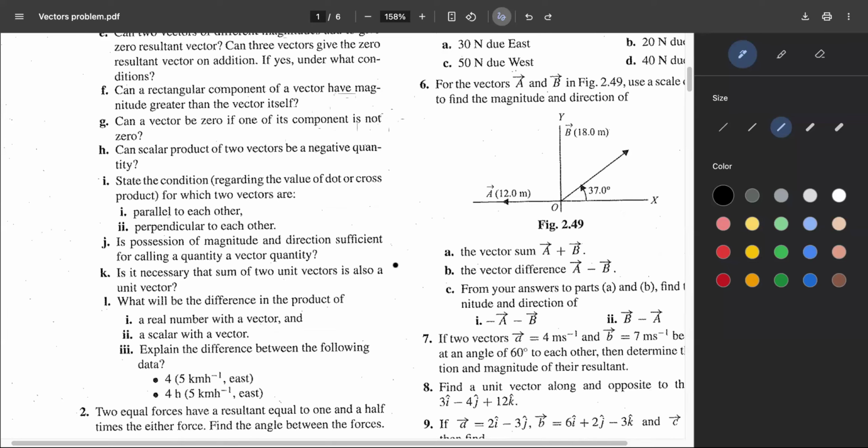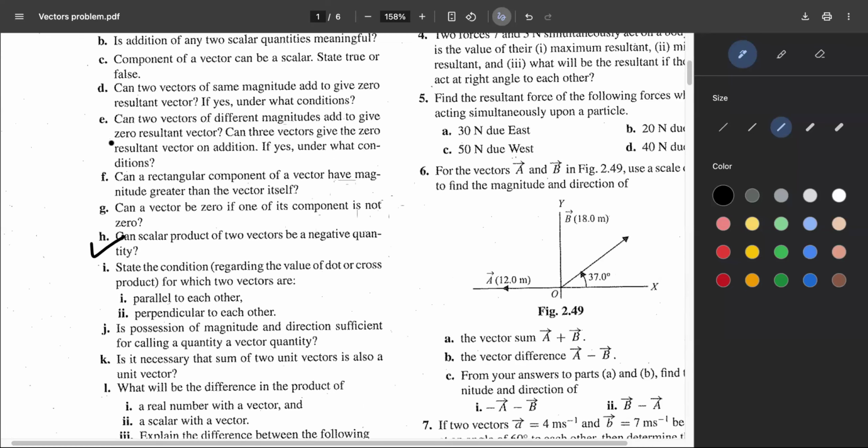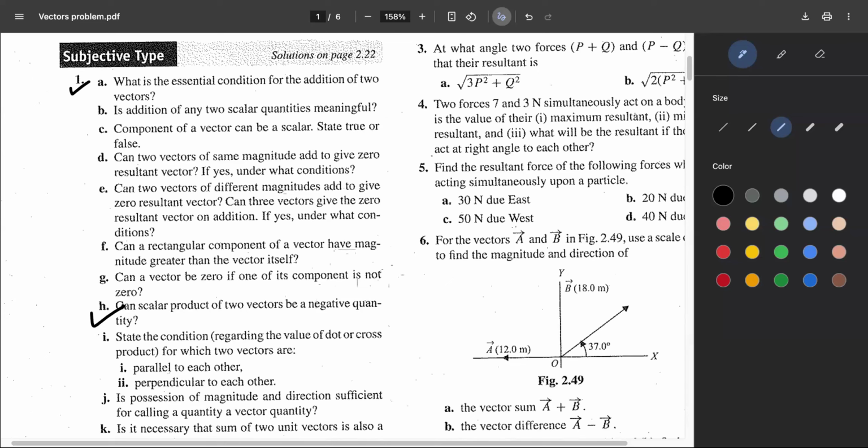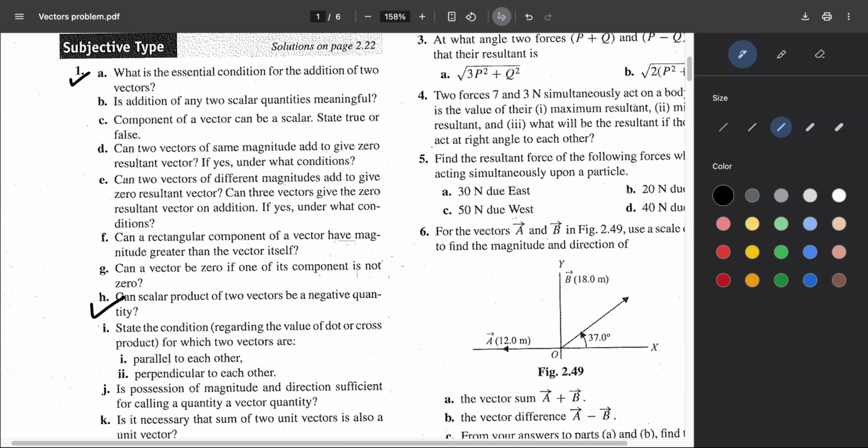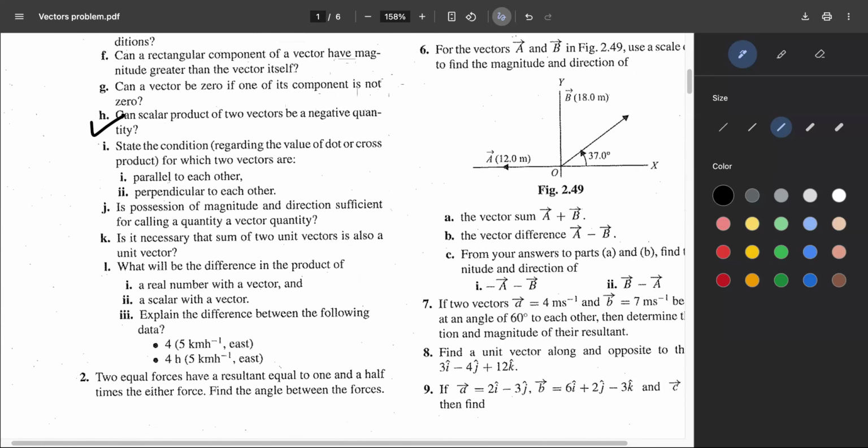Okay, Adrit, we are done with the G part and the H part. Any doubt till here? Any doubt till here, Adrit? No. Okay, so let's move further. The I part is there.